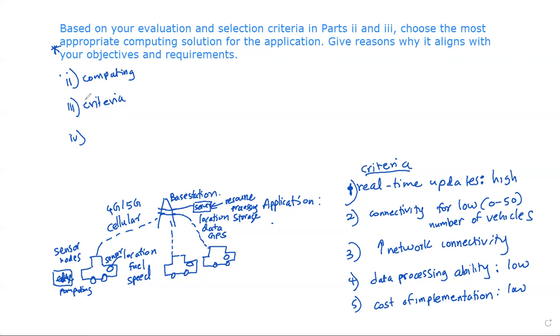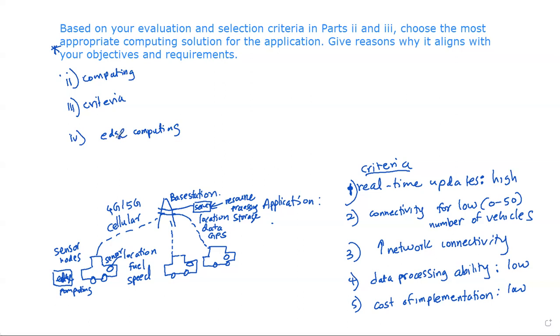your application, right? So based on the criteria that we have selected, we need real-time updates. We need connectivity for about 50 vehicles. We need high network connectivity between the access point and the end destination. We need data processing ability. A low level of data processing ability is enough, and the cost of implementation should be low. So based on all these criteria, I would suggest we need edge computing, right?